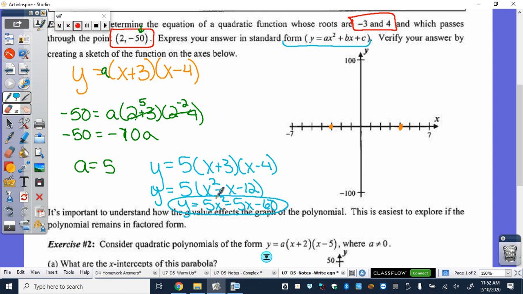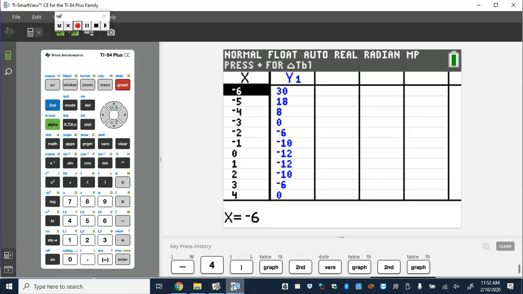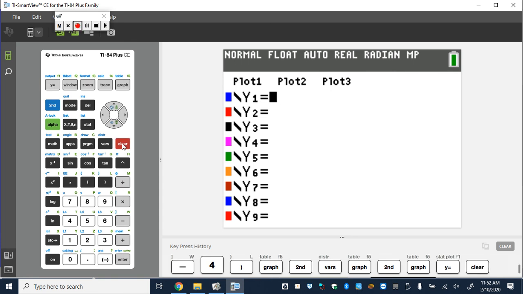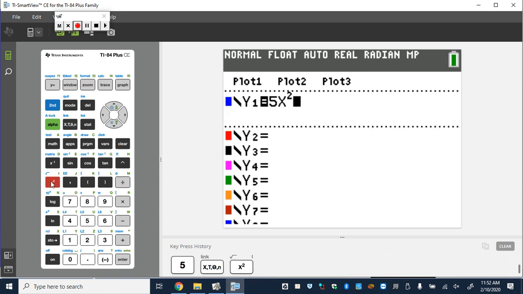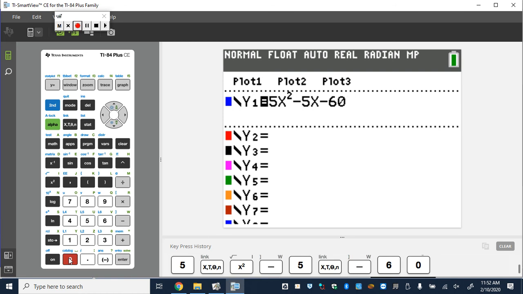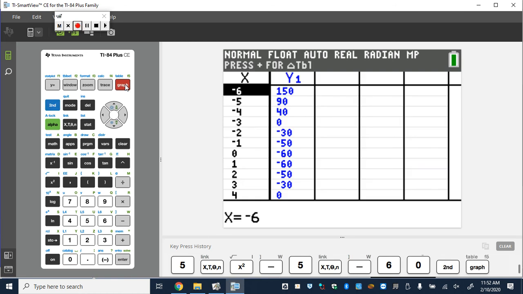Then go ahead, type that one in and check in your table. Make sure that hits the point 2, -50, since that's the one we were looking to hit. And there we go, 2, -50. So that's going to be our actual equation now.